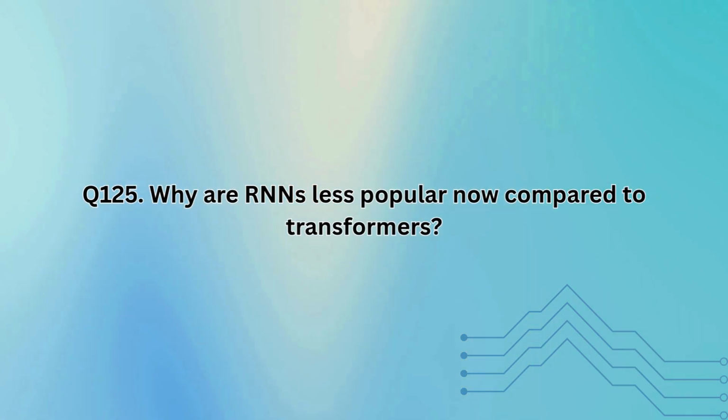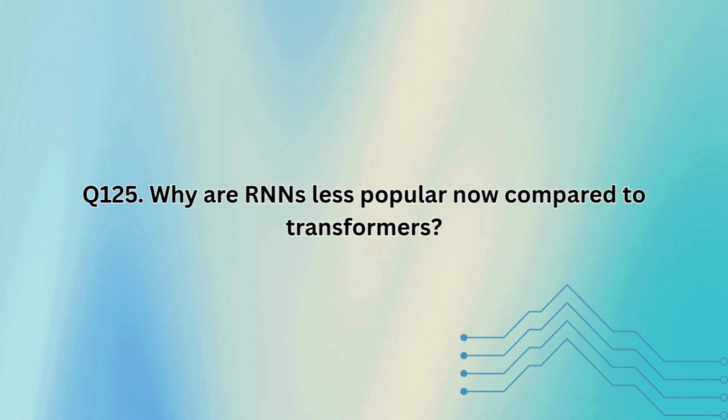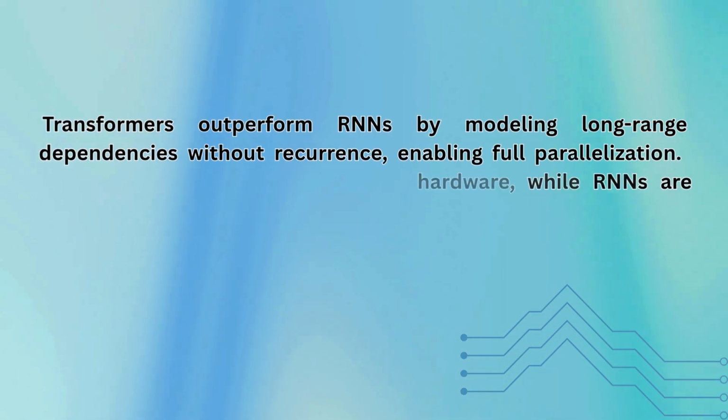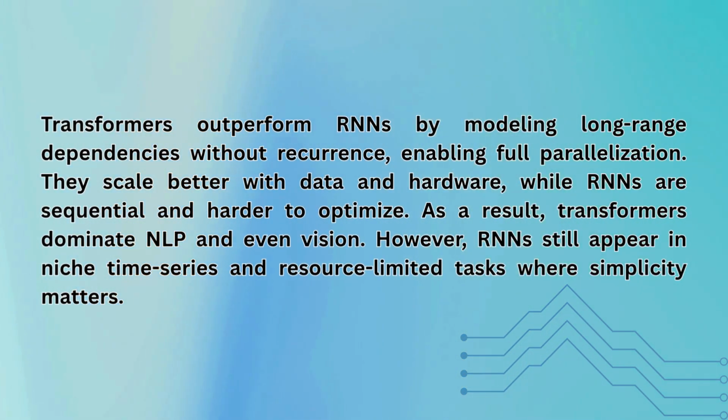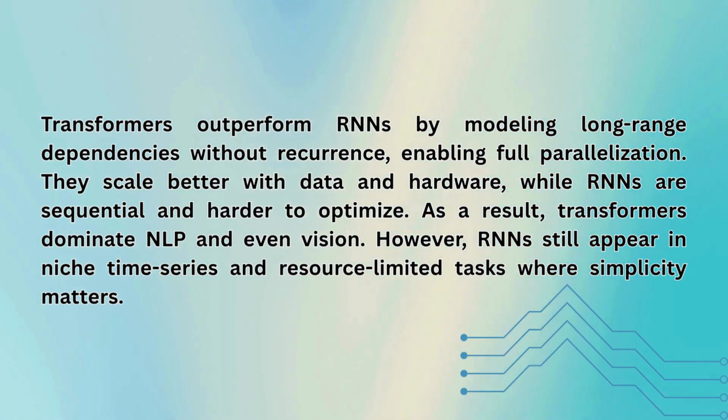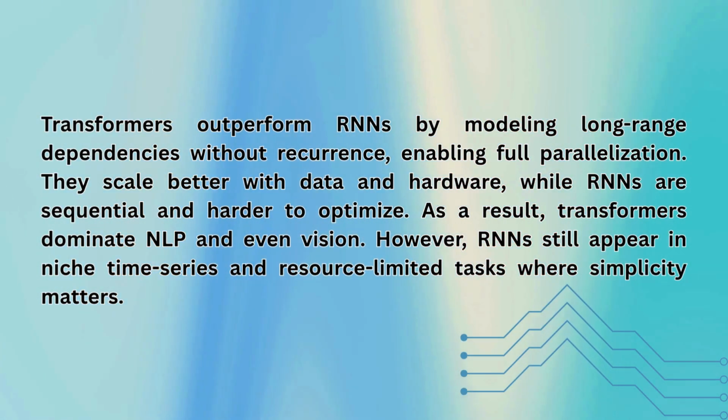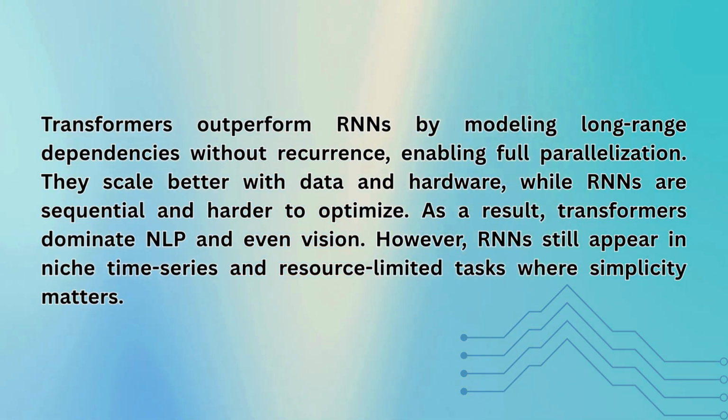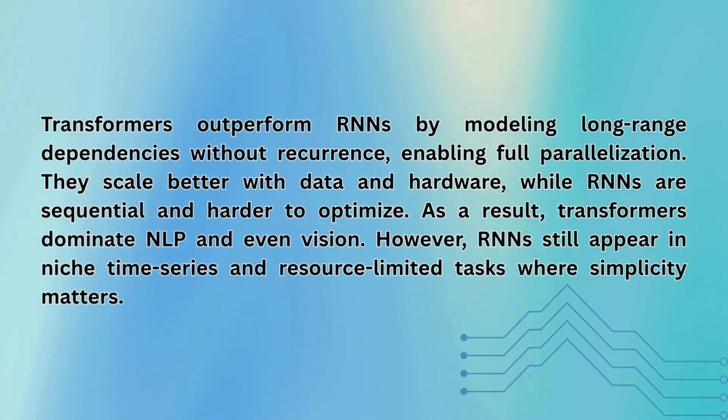Why are RNNs less popular now compared to transformers? Transformers outperform RNNs by modeling long-range dependencies without recurrence, enabling full parallelization. They scale better with data and hardware, while RNNs are sequential and harder to optimize. As a result, transformers dominate NLP and even vision. However, RNNs still appear in niche time series and resource-limited tasks where simplicity matters.